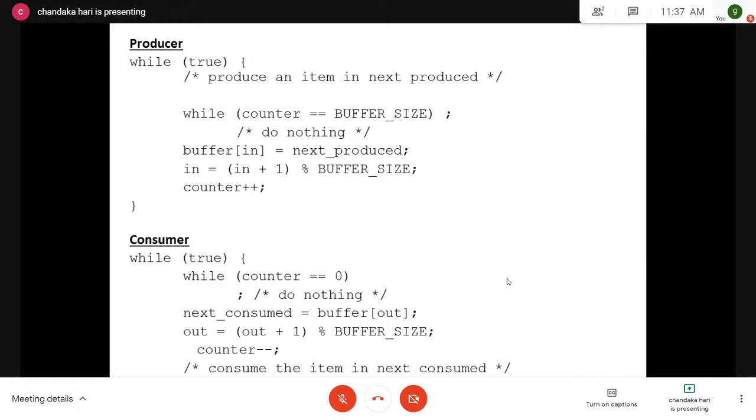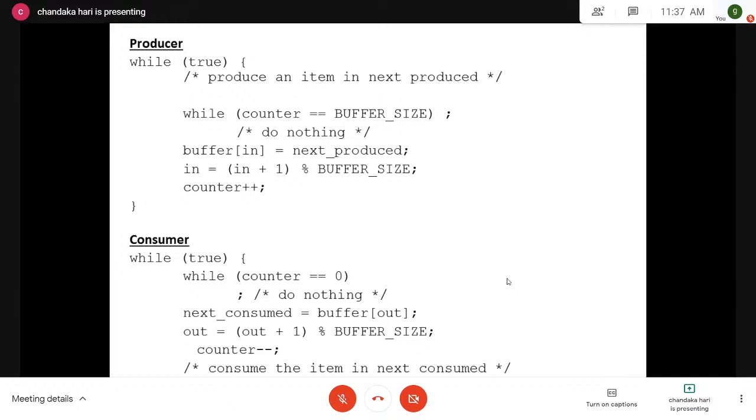In a similar manner, if the consumer wants to consume any item from the buffer, first of all you need to see whether there are any items in the buffer or not. If the counter value is equal to 0, that implies there are no items in the buffer. You are not allowed to consume any item, so you need to wait, that is, do nothing. In case the counter is not equal to 0, you enter this line. You take one element using the out pointer, then out is equal to (out plus 1) modulus buffer size. After removing one item from the buffer, the counter value is decremented.